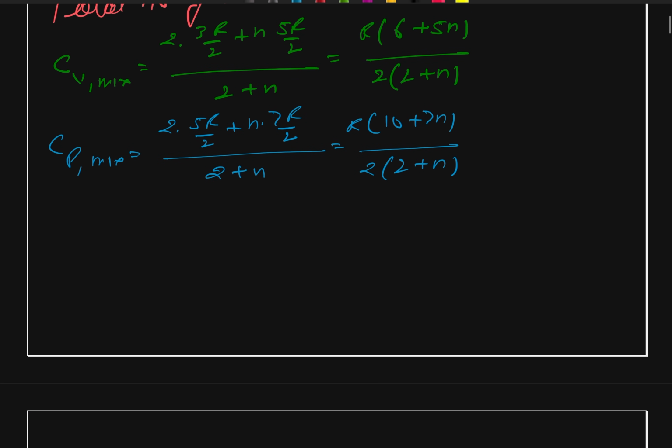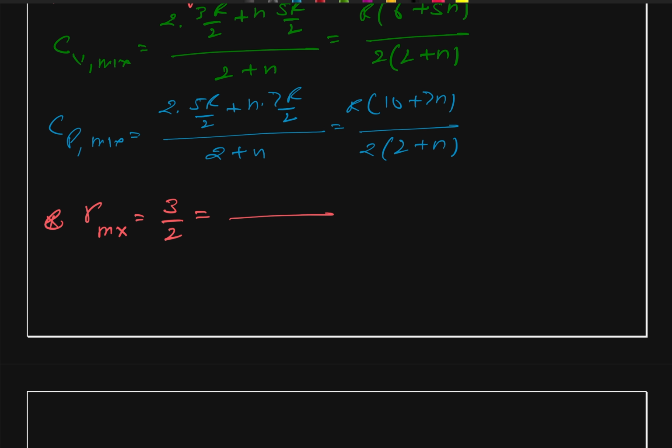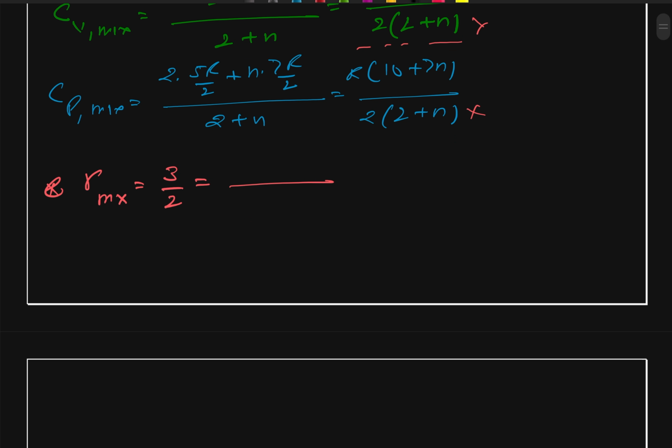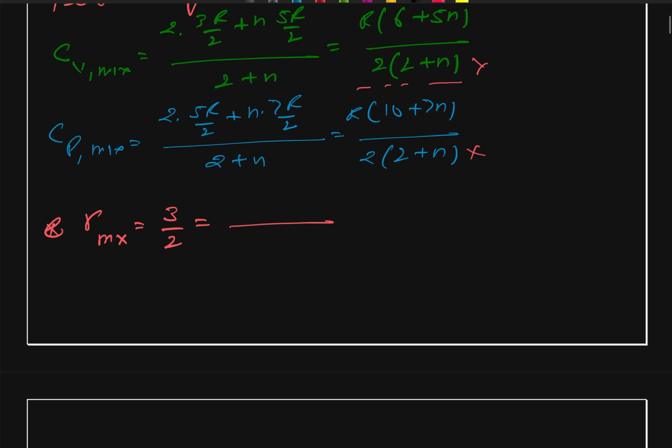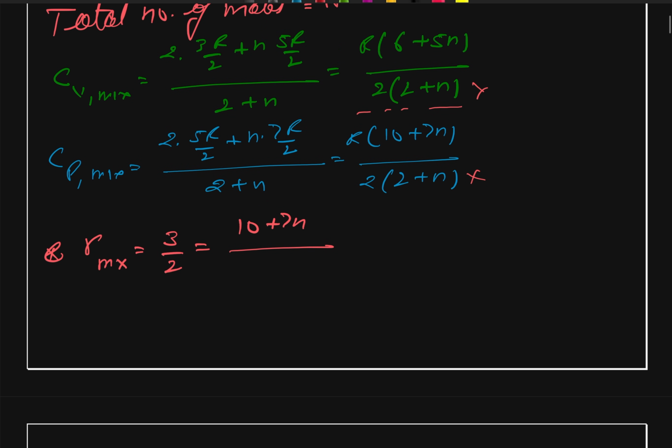Now we can take the ratio. So we can say that our gamma of mix, which we also found out is 3 by 2, and we can divide them. So if we divide these two equations, this denominator is going to cancel out, and R also goes away. So this is Cp of mix divided by Cv of mix. That will be 10 plus 7n over 6 plus 5n.